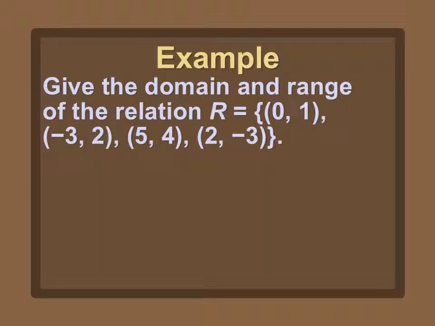All right, next example. Give the domain and range of relation R. Relation R has these ordered pairs. It has 0, 1, negative 3, 2, 5, 4, and 2, negative 3. So let's go ahead and see if you can figure out the domain and range.